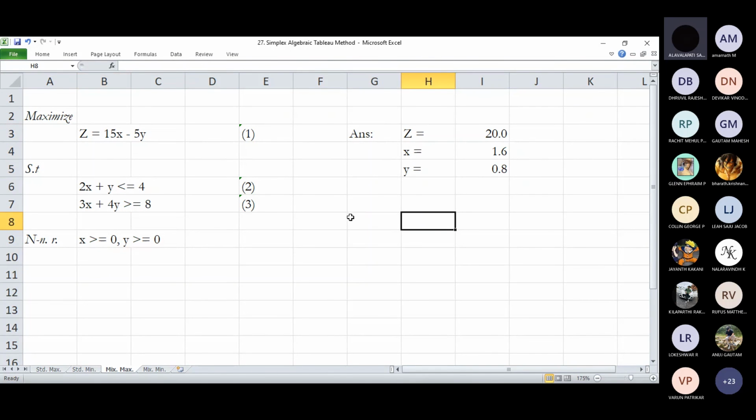I will be uploading this after this class in the Google Drive. So you can take a look at that and practice the algebraic table. Right? So this comes to the end of today's lecture.